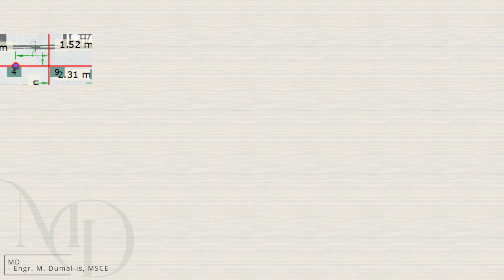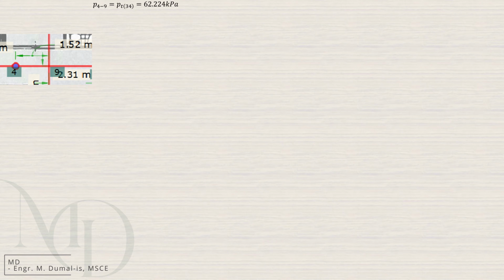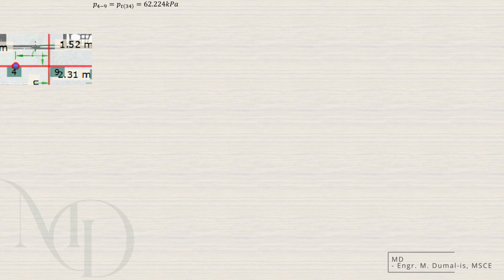We now continue with the next segment of the cross main, the pipe that supplies water from node 3 to node 4 and onward to node 9. This next pipe segment is labeled 4 to 9. Since the pipes 3 to 4 and 4 to 9 are connected in series, we can assume they have the same pressure at their junction. So the pressure leaving pipe 3 to 4 will also enter pipe 4 to 9.